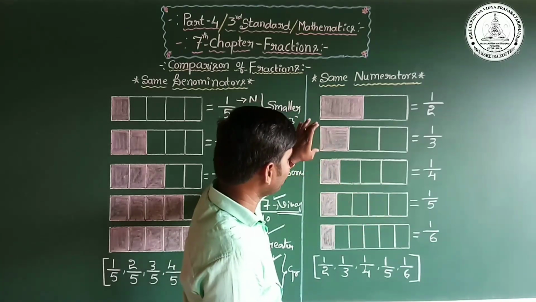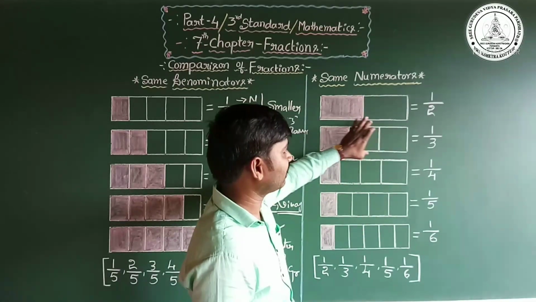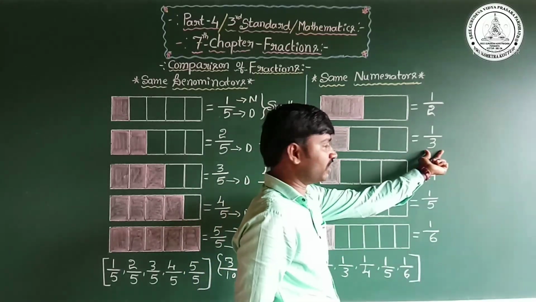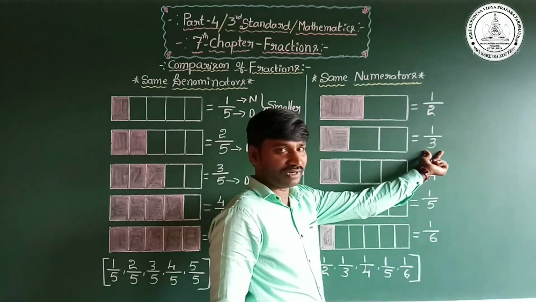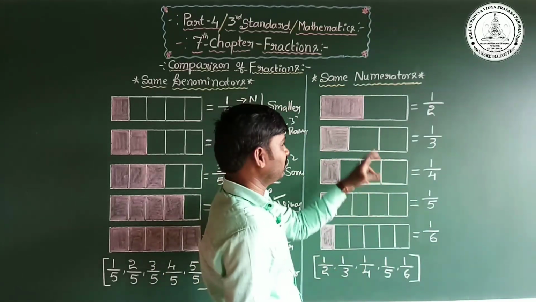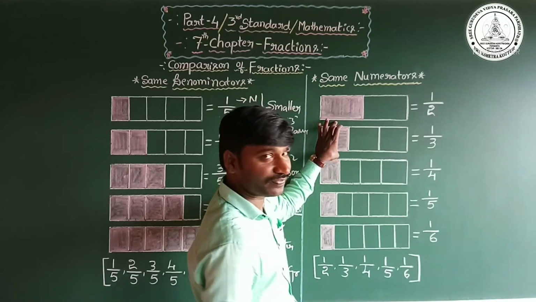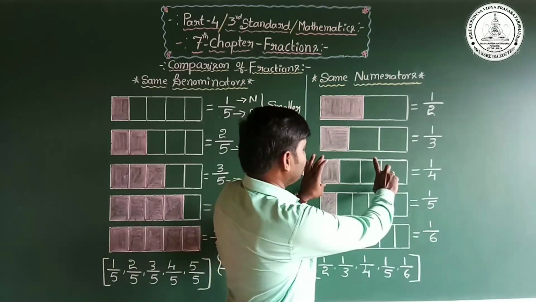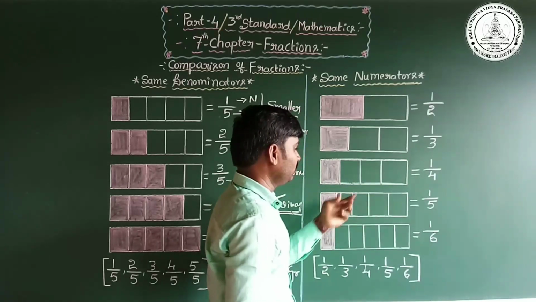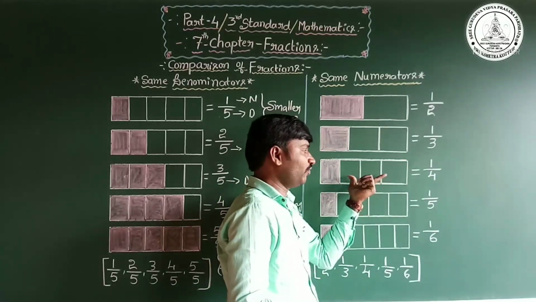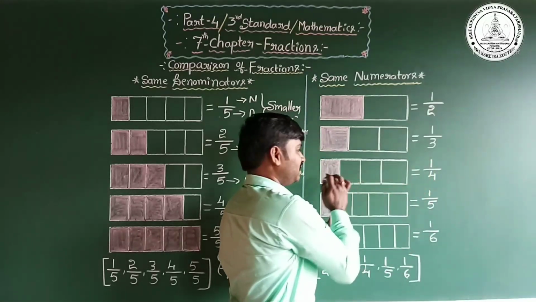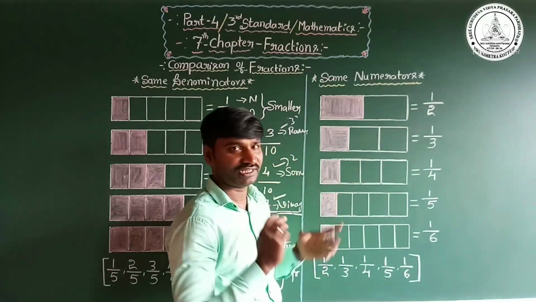Next, the second one is a rectangle. In this rectangle we are divided into 3 equal parts. How many parts? 3 equal parts. But one of the parts is shaded. Is it clear? Next, go to the third diagram. Observe this rectangle. It is divided into 4 equal parts. Out of 4 equal parts, one of the parts is shaded.